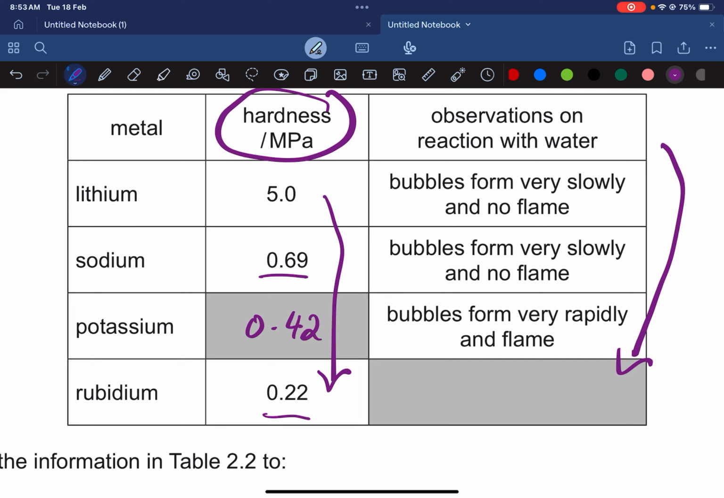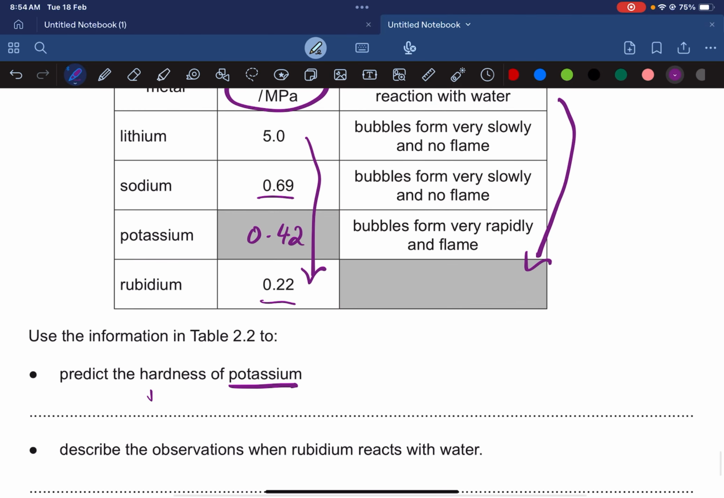I'm writing that just as a random value. You can write any value. You have a range of values in the marking scheme. Let's move on. Okay, 0.42.